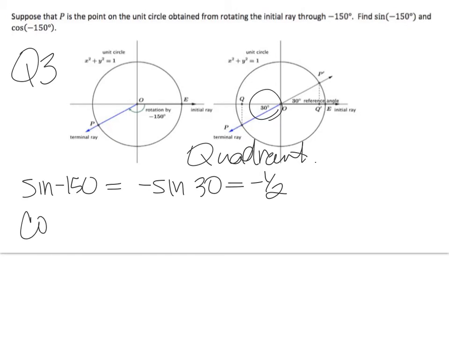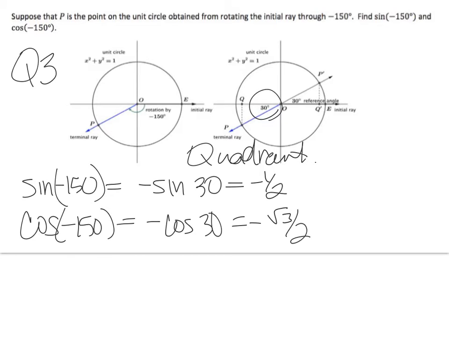And then we have cosine, just put those in parentheses, of negative 150, which equals, we're in quadrant 3, negative cosine of 30, which equals negative square root of 3 over 2. Cool, let's try some examples.